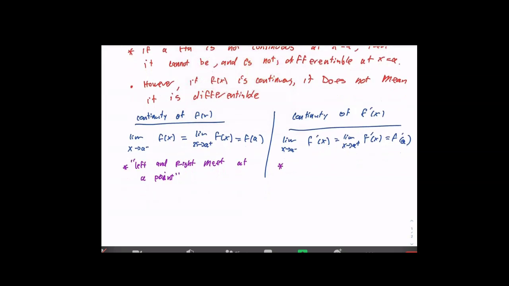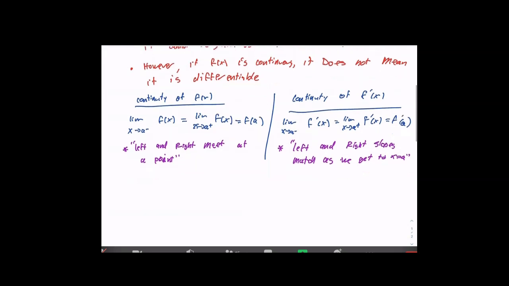And what we're saying here is that the left and right slopes match as we get to x equals a. There has been an AP free response question asking you about the differentiability part and why a function isn't differentiable. You could say it in other words: the slope from the left is this value, and the slope from the right is something different.